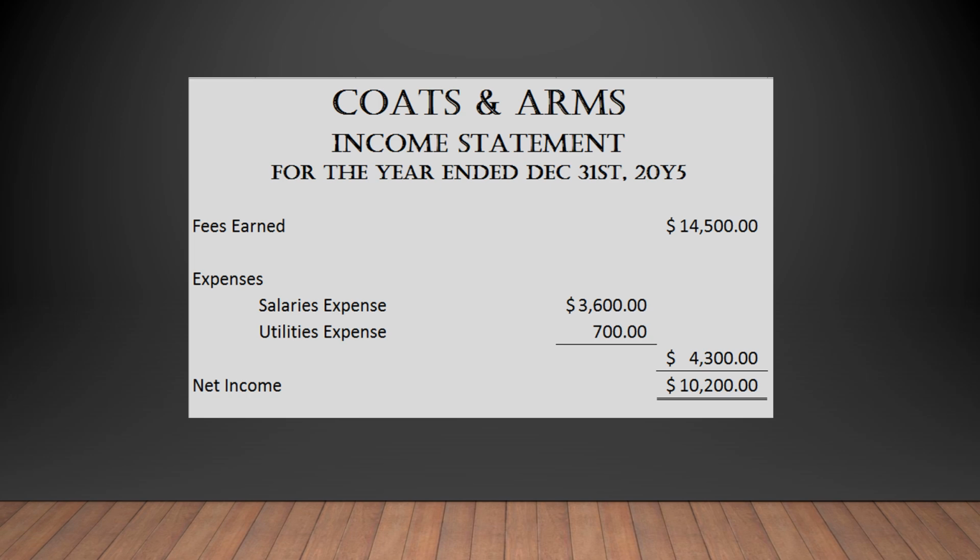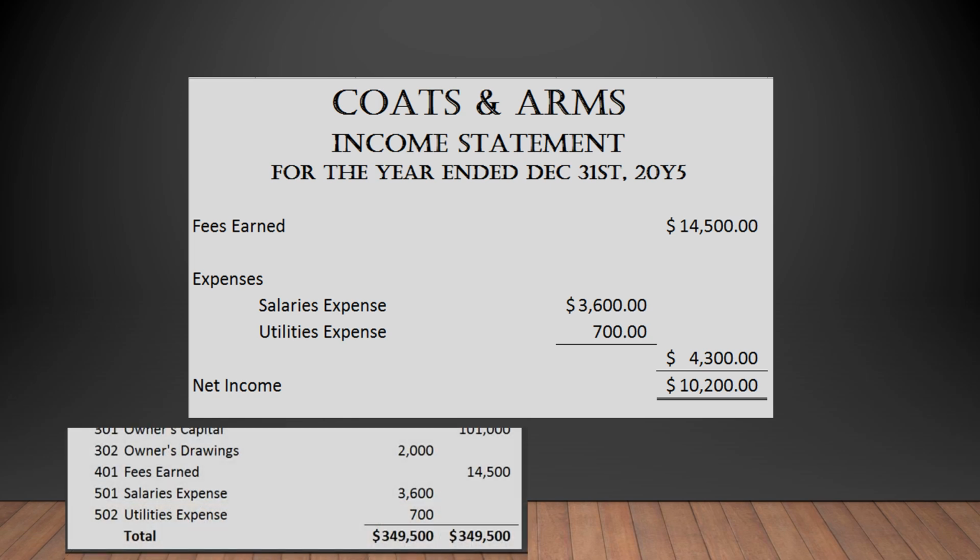First, we build our income statement. The income statement is easy. We proceed back to our trial balance and look up our revenues and our expenses. We list our revenues of $14,500, our expenses, and sum them up. Then take the difference. The difference is our net income.